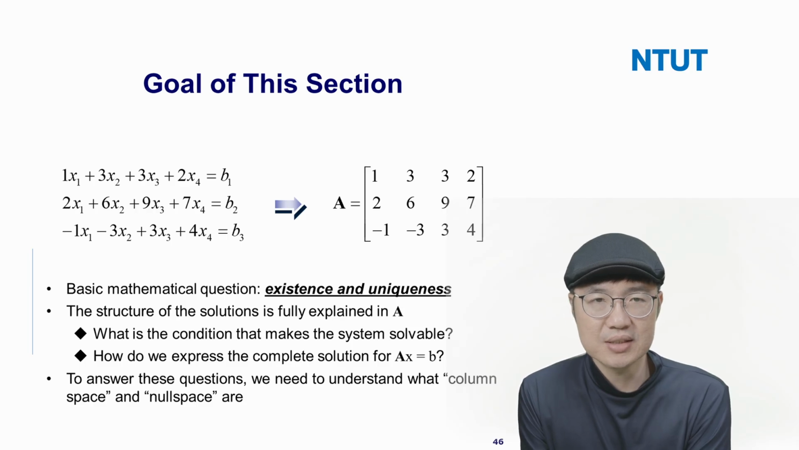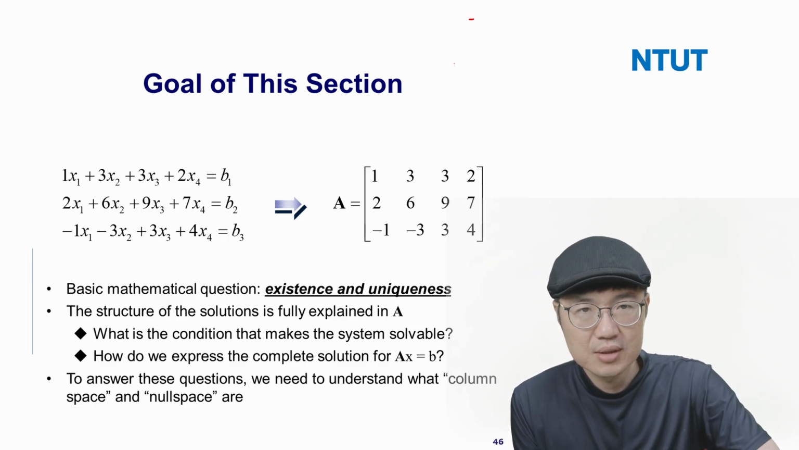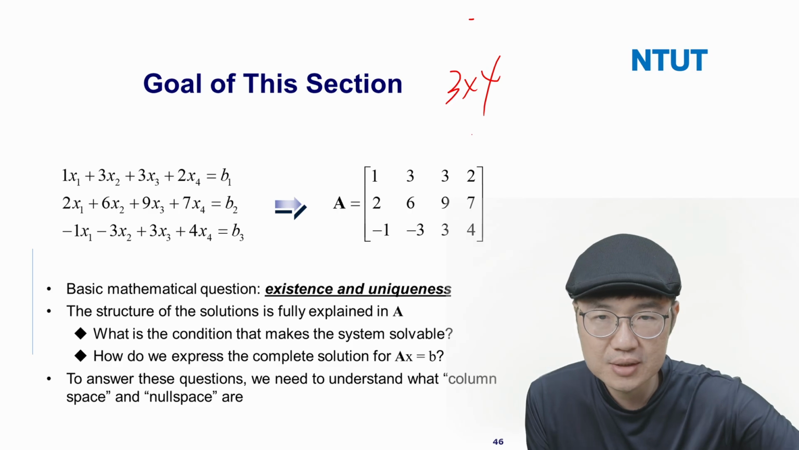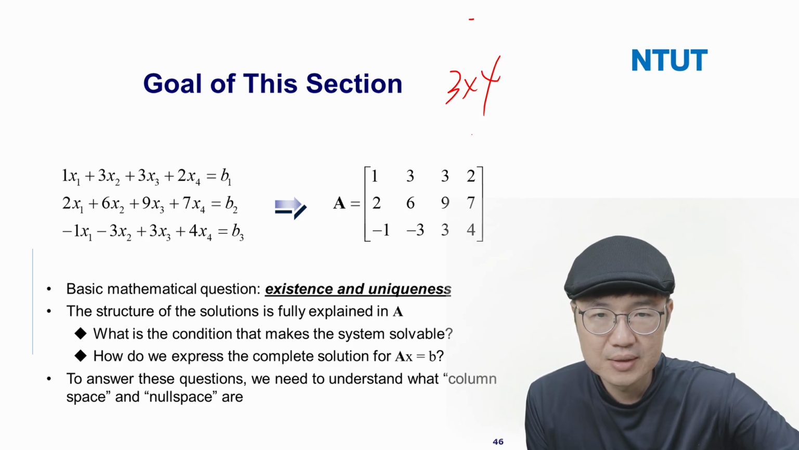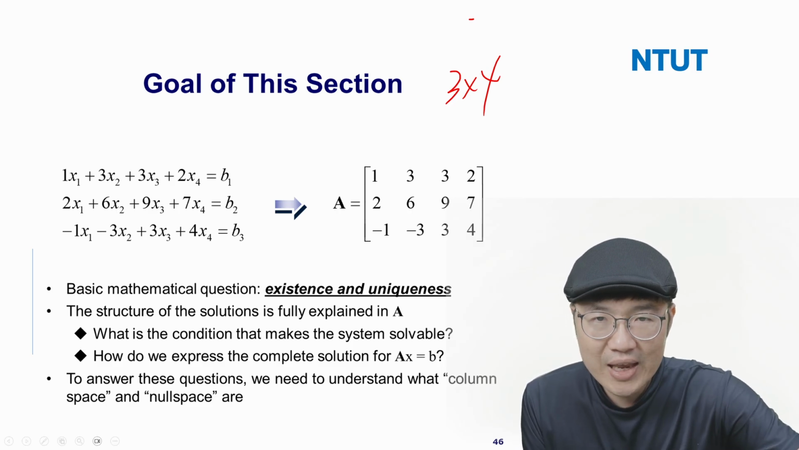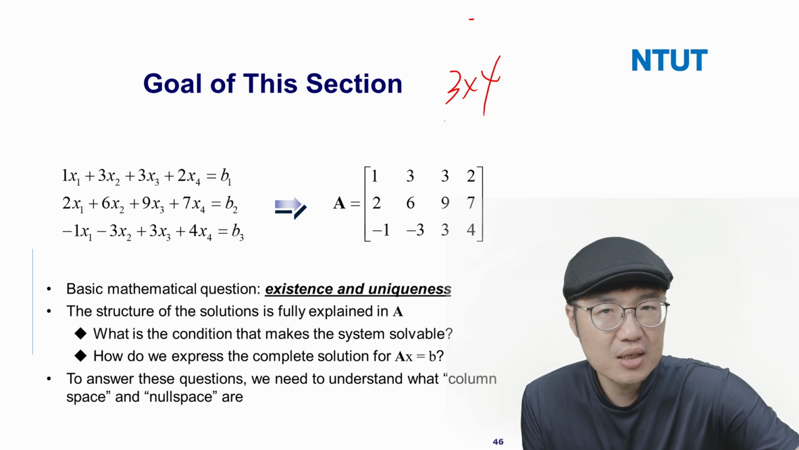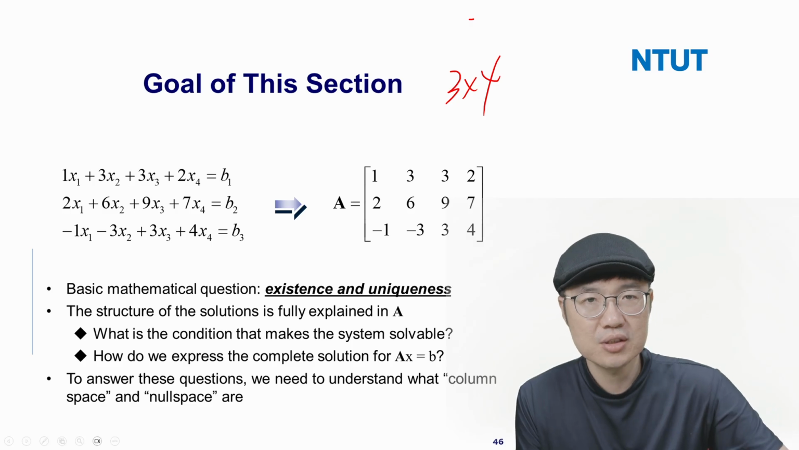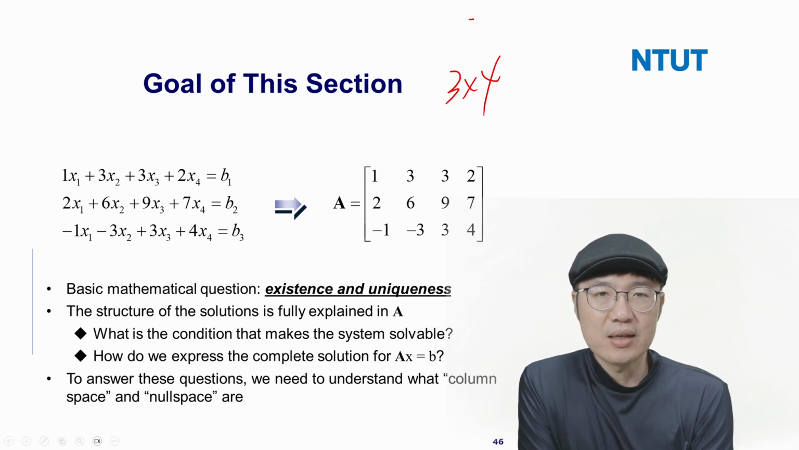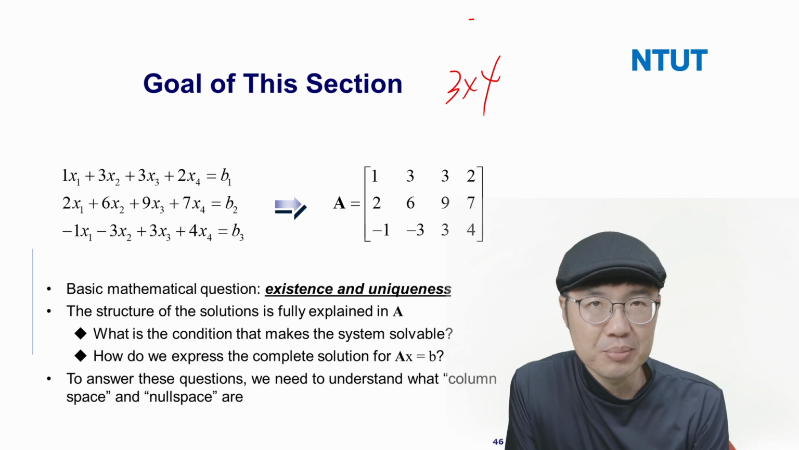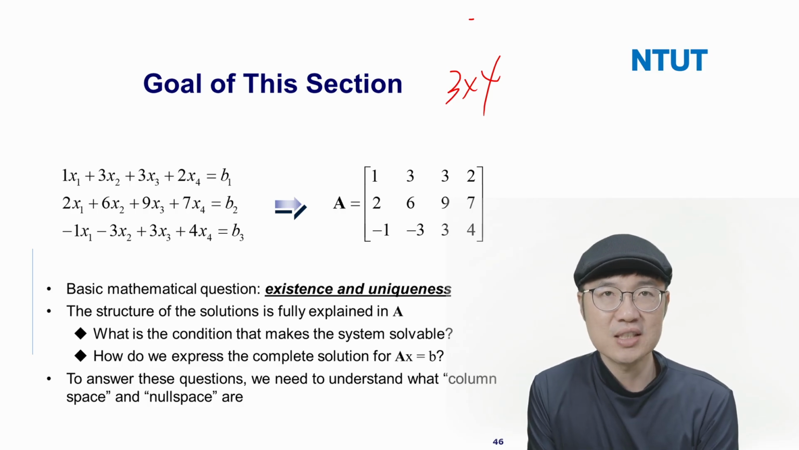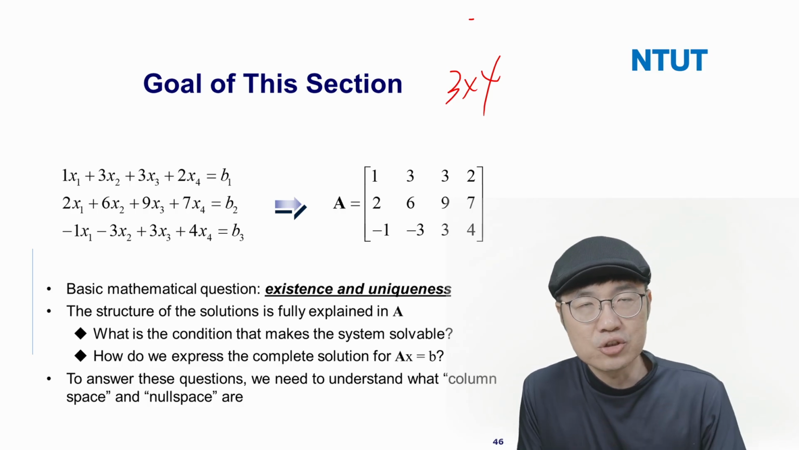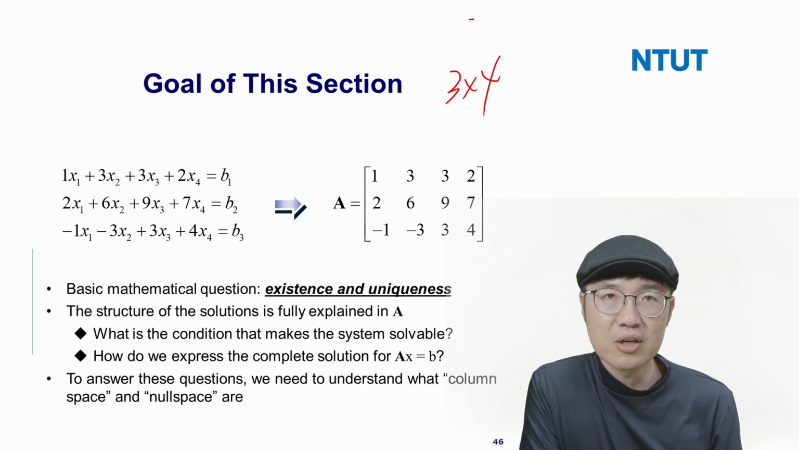Let the linear equations be A. So this is a 3 by 4 matrix. When Ax equals b, there are three equations and four unknowns. There could be a solution in most of the cases because there are fewer constraints than the number of unknowns.